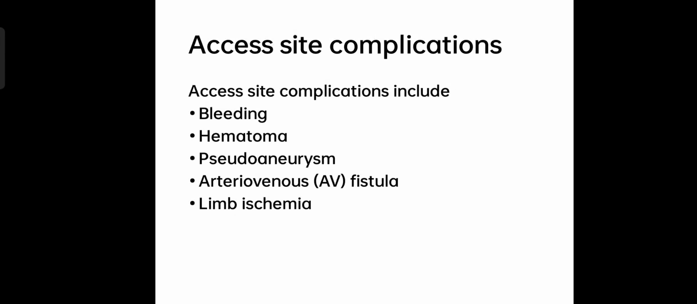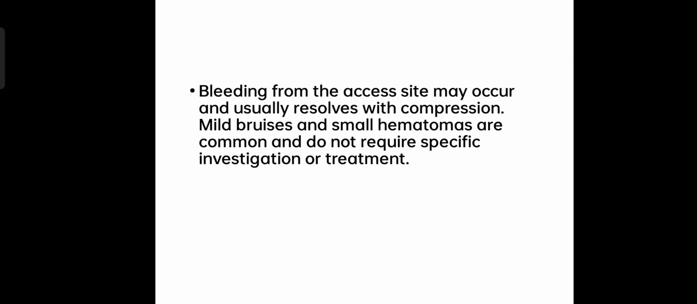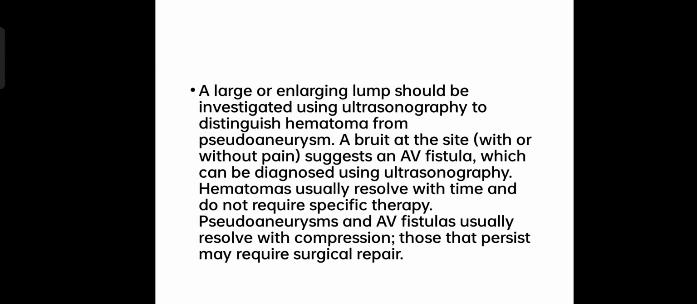Access site complications. Access site complications include bleeding, hematoma, pseudoaneurysm, arteriovenous fistula, and limb ischemia. Bleeding from the access site may occur and usually resolves with compression. Mild bruises and small hematomas are common and do not require specific investigation and treatment. A large or enlarging lump should be investigated using ultrasonography to distinguish hematoma from pseudoaneurysm. A bruit at the site suggests an AV fistula, which can be diagnosed using ultrasonography.